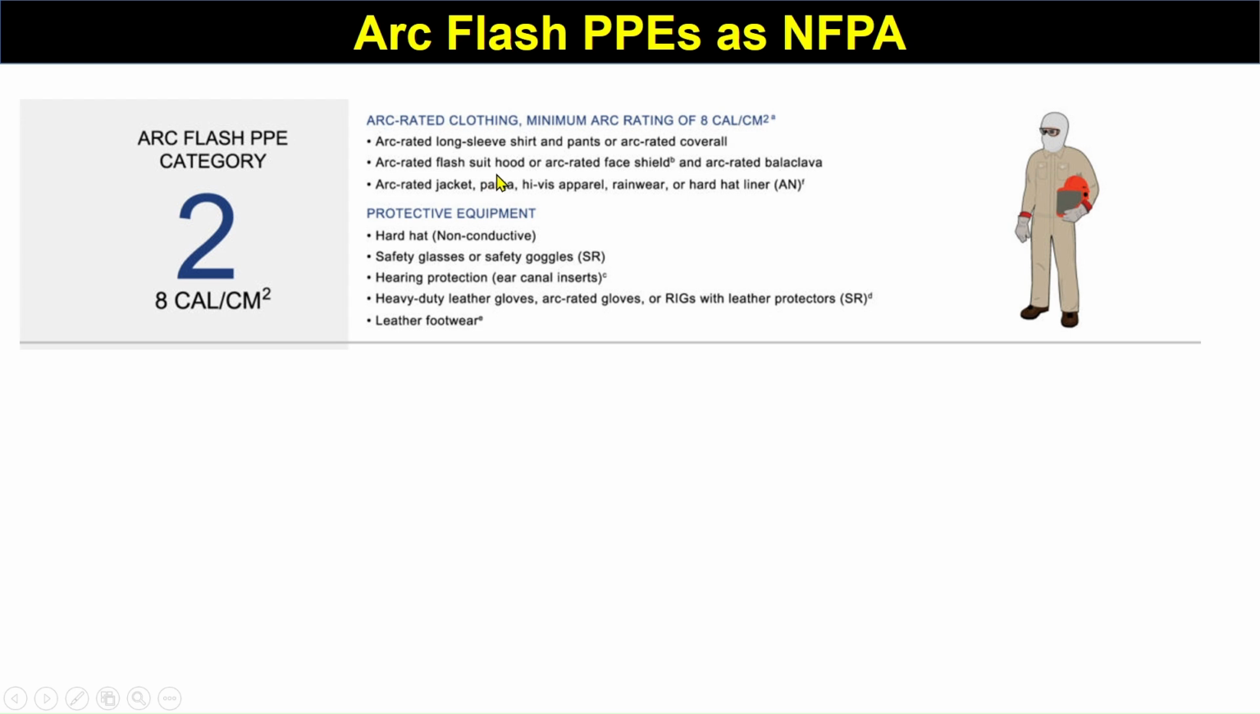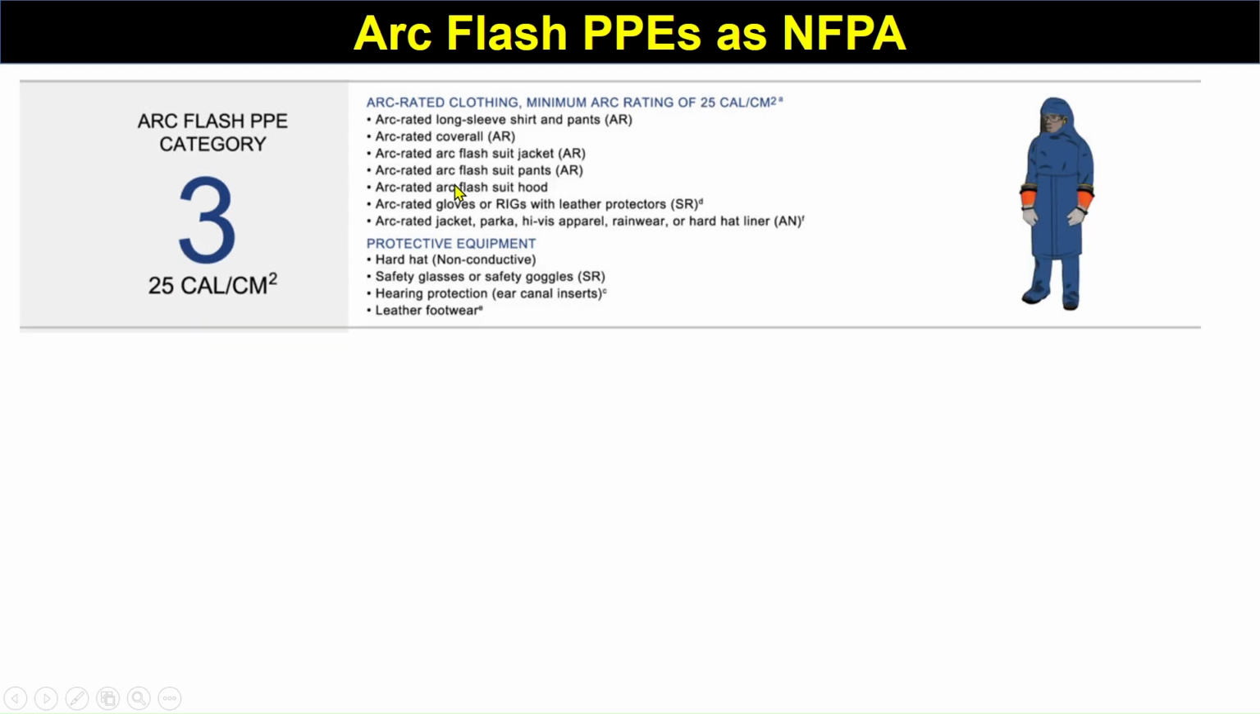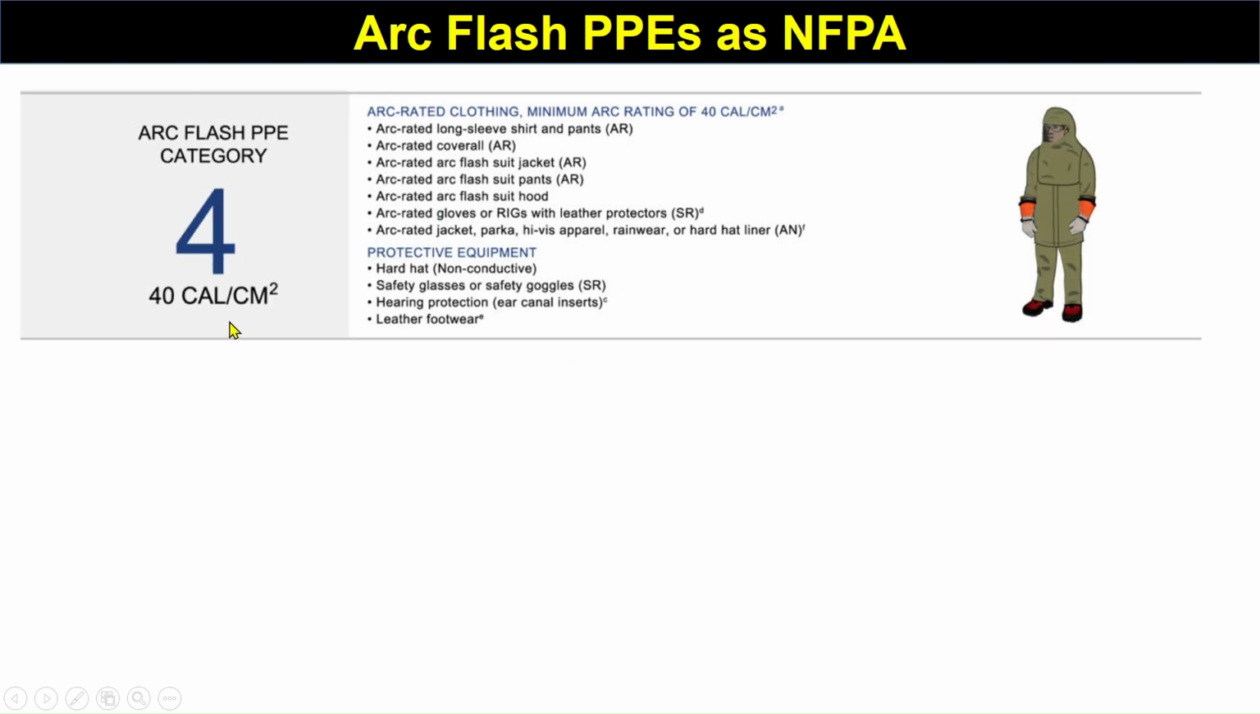gloves, and an arc flash suit hood or an arc face shield are needed. This is in addition to the normal equipment when the arc flash is less than 8 calories. When it is 25 calories per centimeter square, then this is the list of PPEs to be worn by the working person. And when it is 40 calories per centimeter square, then this is the equipment, these are the PPEs a person should wear.